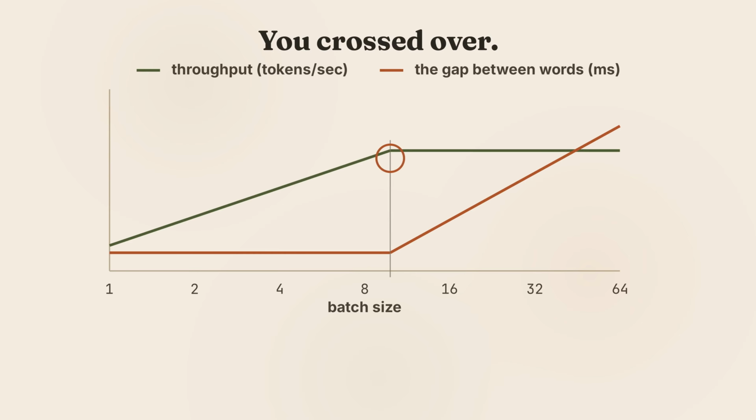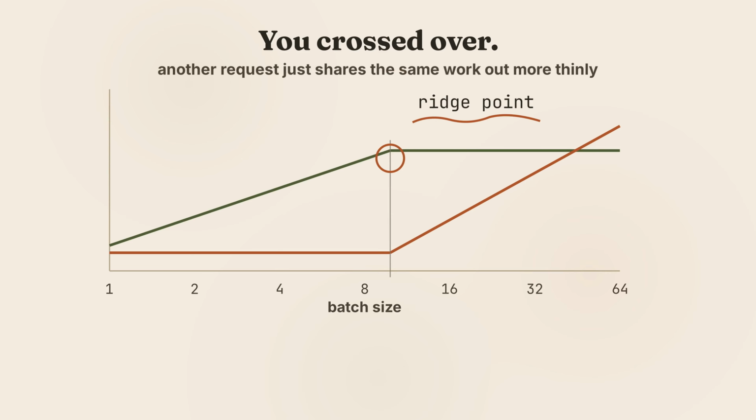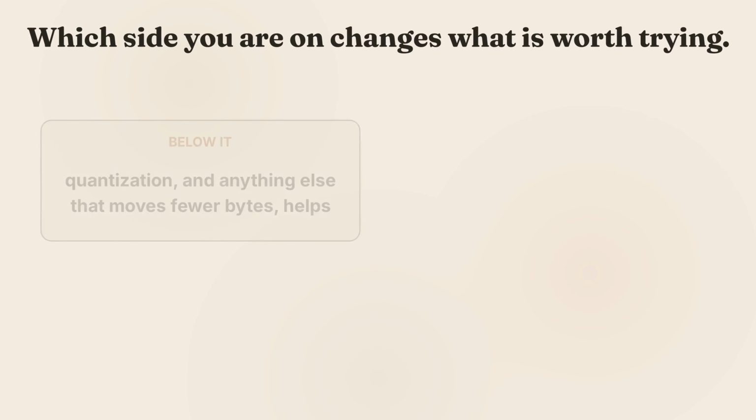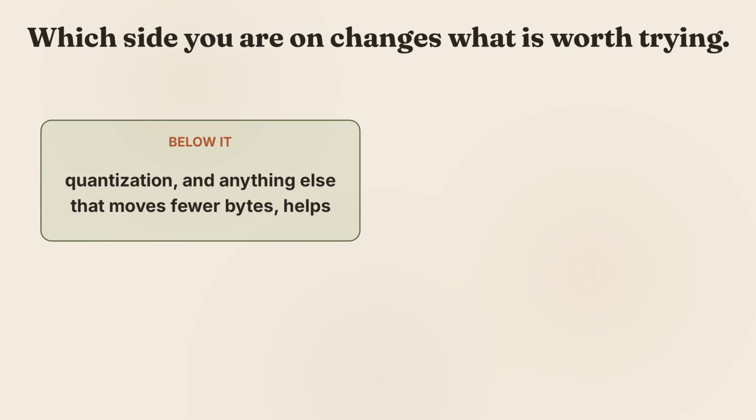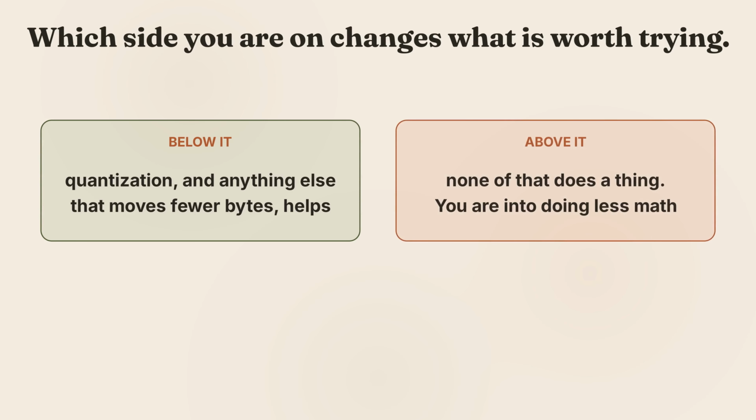You handed the compute more work than it can get through in the time it has, so now you're compute bound. And another request on top just shares the same work out more thinly. And that's the ridge point we just used to pick your window, met from the other side. And which side of it you're on changes what's even worth trying. Below it, quantization, and anything else that moves fewer bytes will help you. Above it, none of that does a thing, and you're into doing less math instead.